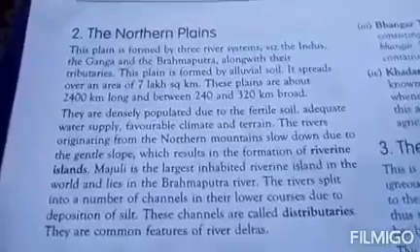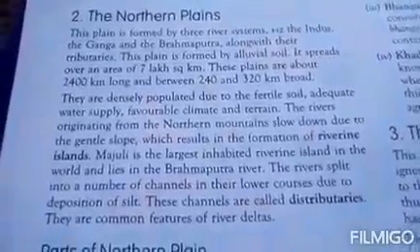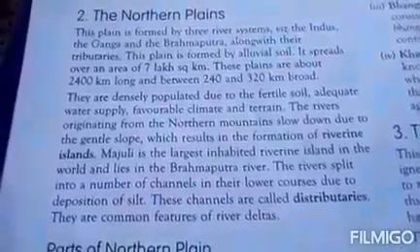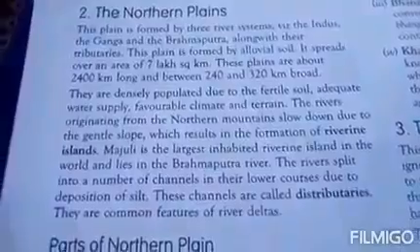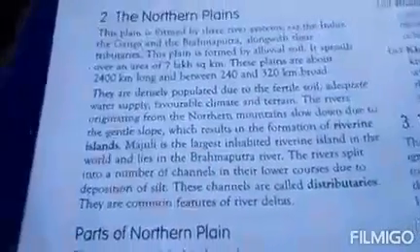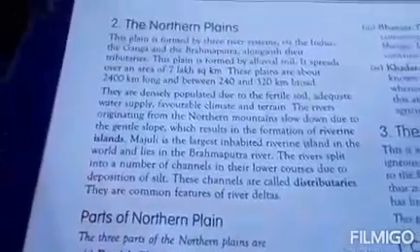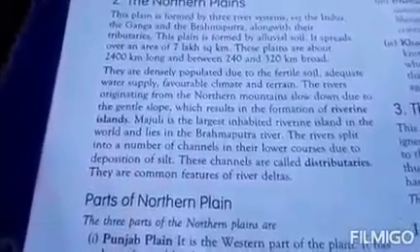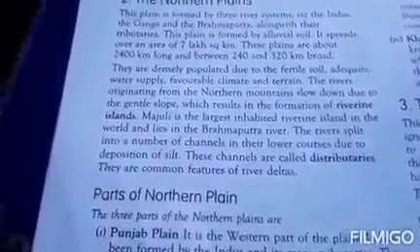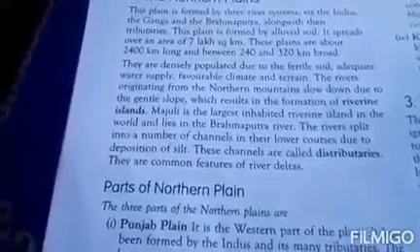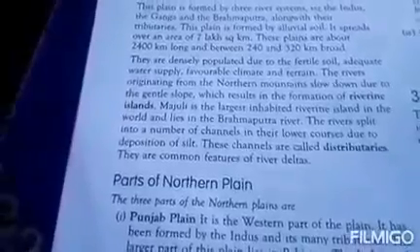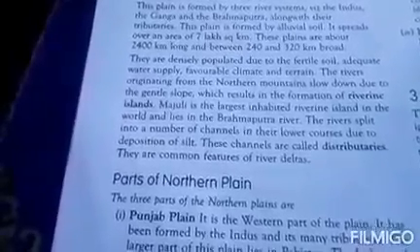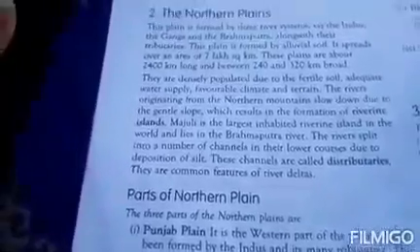The next physiographic division of our country is the northern plains. It is formed by the interplay of three major river systems, that is Indus, Ganga and Brahmaputra. These plains are formed of alluvial soil, which has been brought down by the rivers Indus, Ganga and Brahmaputra and deposited in the northern plains area. This is how the northern plains are formed, by the deposition of sand and silt.